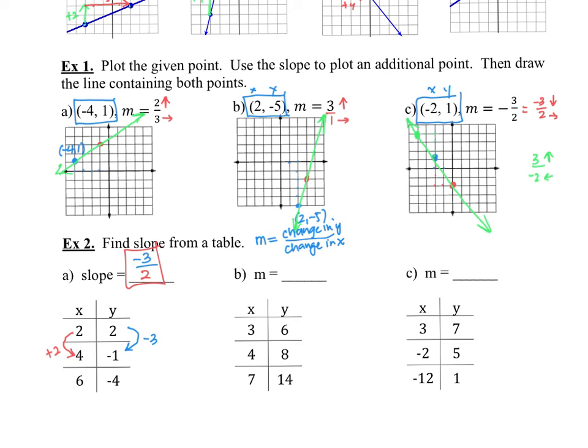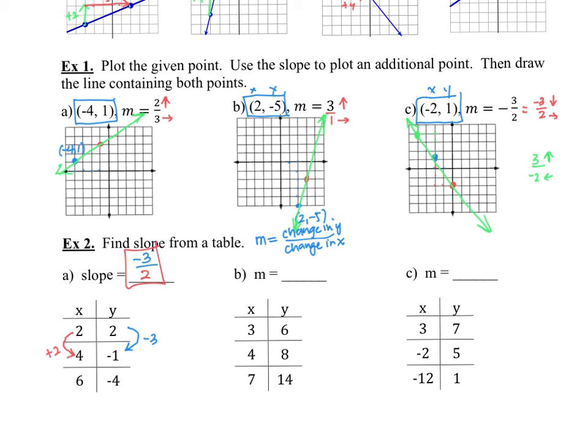And it doesn't matter which 2 points you use in the table. If I had gone from here to here, it would have gone down 3, and this would have also gone up 2, and I would have gotten the same answer. So sometimes if you see that a certain ordered pair looks easier, you might want to use the easiest 2 points in the table. Okay, we're going to try the same thing with the next table.